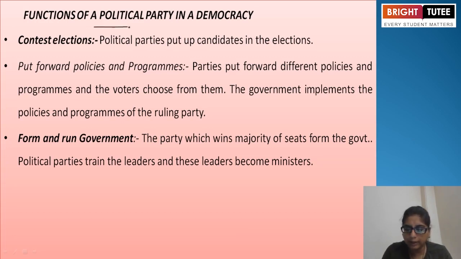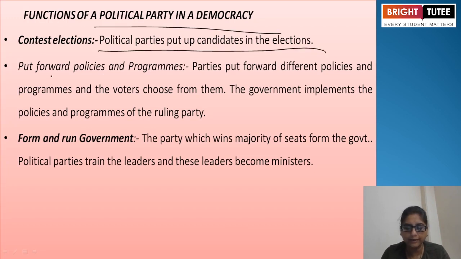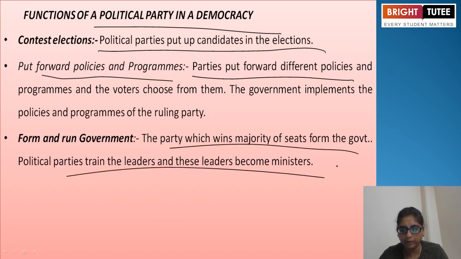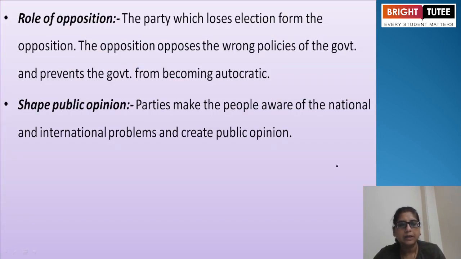And for a political party in a democracy, the major thing is to contest elections. The political parties put up candidates in elections and put forward policies and programs. Parties put forward different policies, and the party which wins the majority of seats forms the government; they train the leaders, and these leaders become the ministers. And as I told you, the party which loses the election forms the opposition, opposes the wrong policies of the government and prevents the government from becoming autocratic. And they shape up public opinion as well. Parties make the people aware of national and international problems and create public opinion.